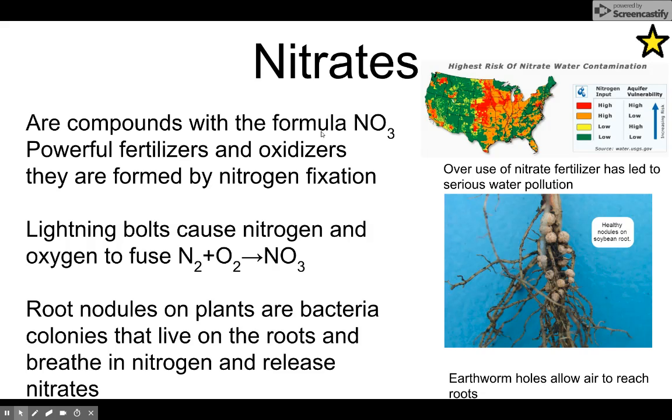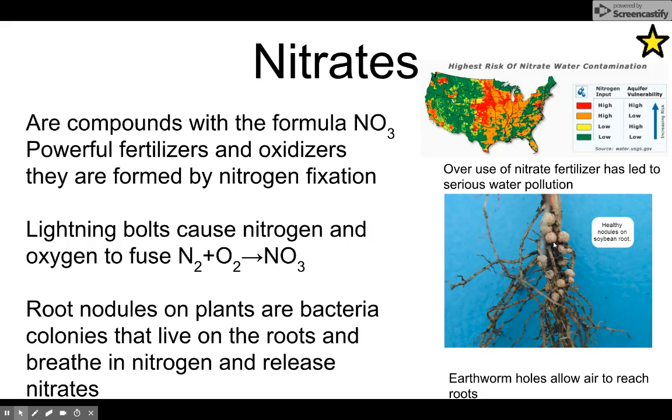How does nitrogen turn into this form called a nitrate, NO3? Well, there's two primary methods. One, the most dramatic, is a lightning bolt. A lightning bolt is powerful enough to immediately set fire to nitrogen and oxygen and form an NO3 compound. And in grade 10, you'll learn how to balance this equation. And anyone who wants to learn it now, I'll teach it to you.